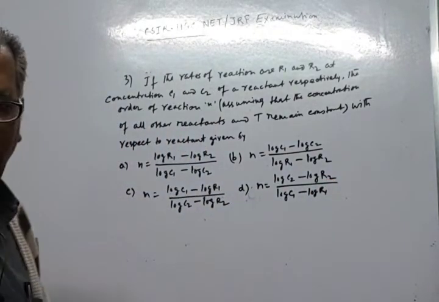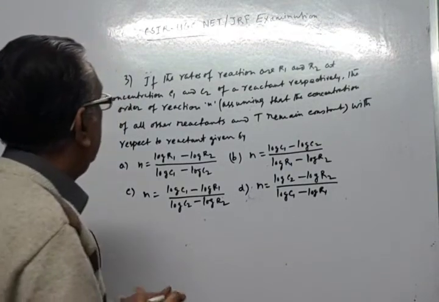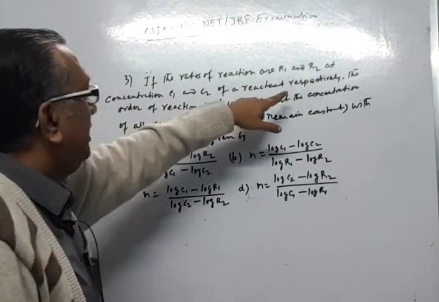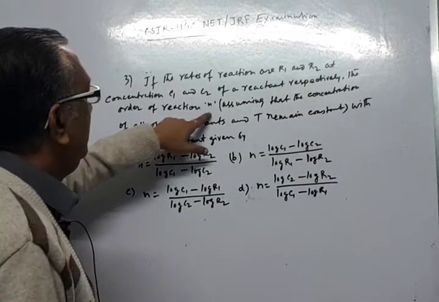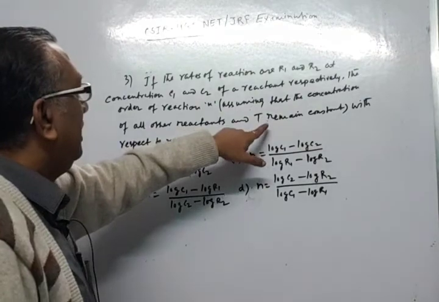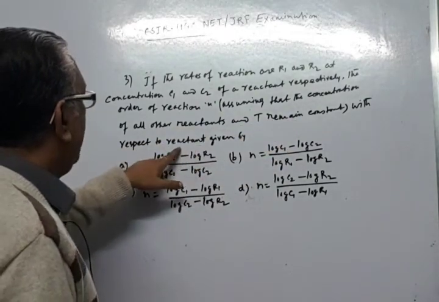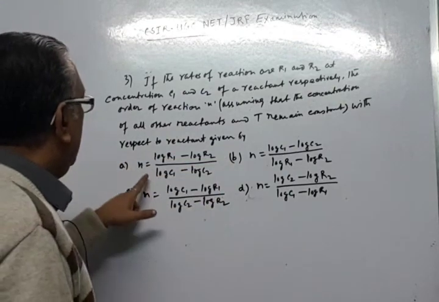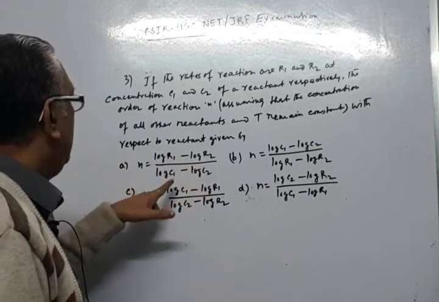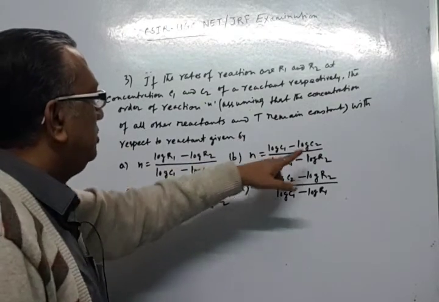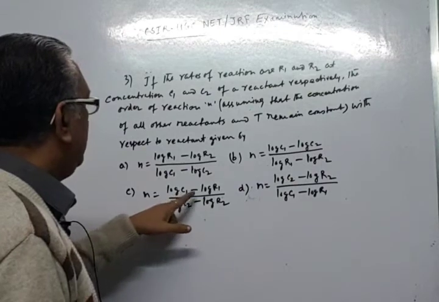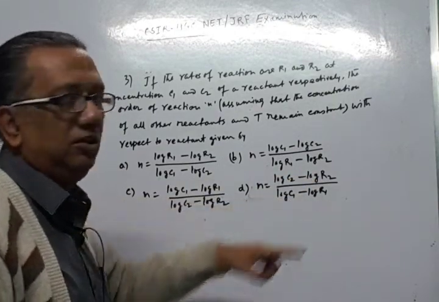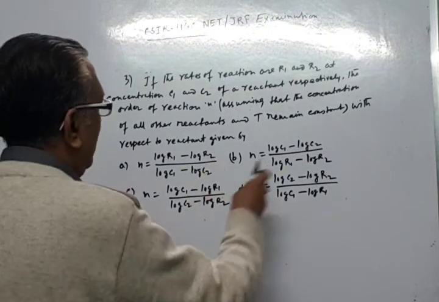So we have to find out the actual relation. Now it is given that if the rates of reaction are R1 and R2 at concentrations C1 and C2 of a reactant respectively, the order of reaction n with respect to the reactant is given by one of these options. So among all these we have to find the correct relation.